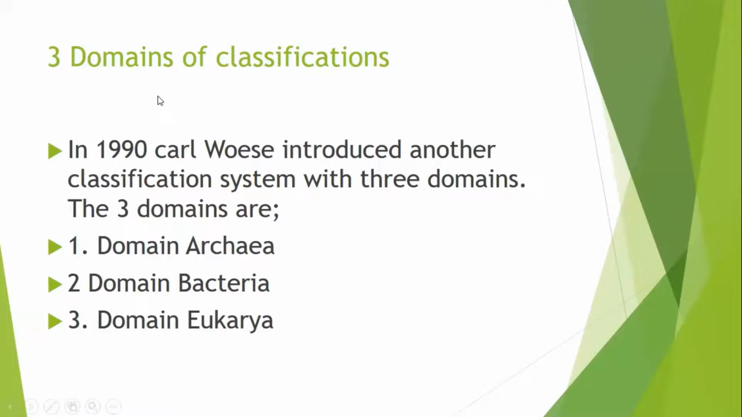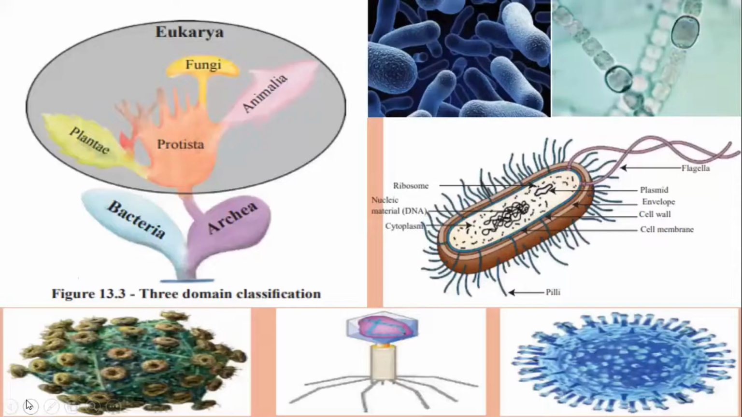In natural classification, there are three domains of classification. In 1990, Carl Woese introduced another classification system with three domains. The three domains are domain Archaea, domain Bacteria, domain Eukarya. This is a chart showing those three domains and separately the microorganisms that belong to those three domains.